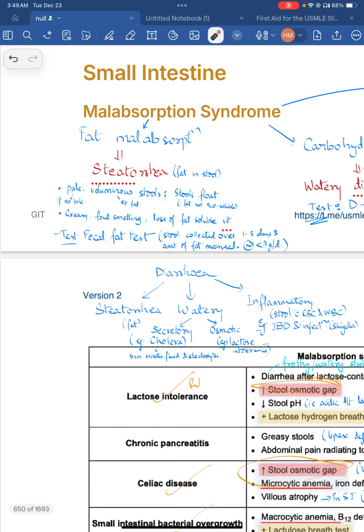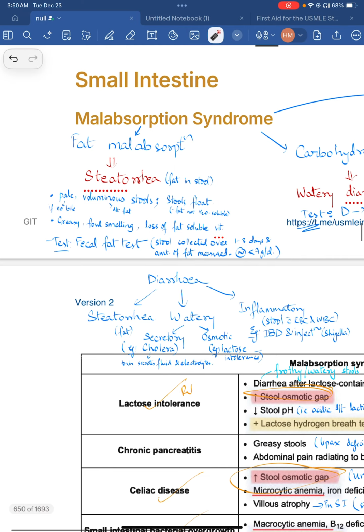Fat malabsorption will lead to steatorrhea. Steatorrhea is fat in stools. Okay. What happens when you have steatorrhea? You see voluminous stools. Because of fat, the stool becomes voluminous. And the stools float. Why do they float? Because fat is not water soluble. And they can be pale if there is no bile in it. And in addition to that, the steatorrhea is very greasy and foul smelling.